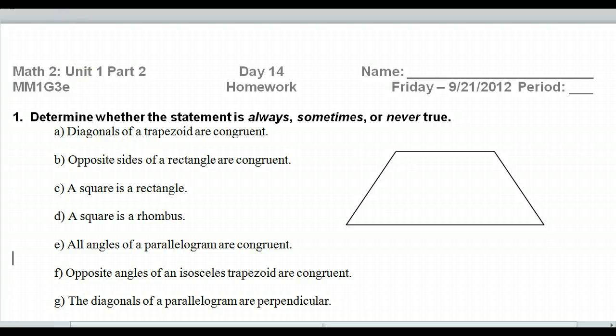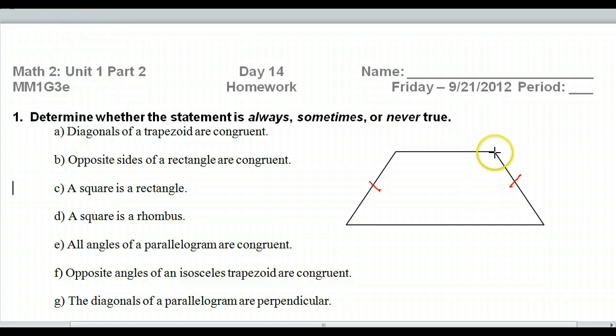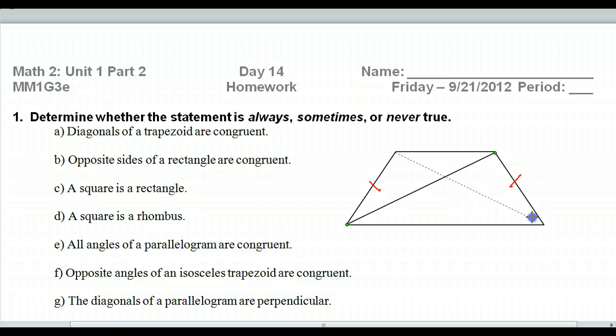Alright, problem number 1, part A. Diagonals of a trapezoid are congruent. Well, if it happens to be an isosceles trapezoid, remember an isosceles trapezoid would be one where the legs are congruent. If it's an isosceles trapezoid, then the diagonals are congruent. So this will be congruent to this. But only for an isosceles trapezoid.